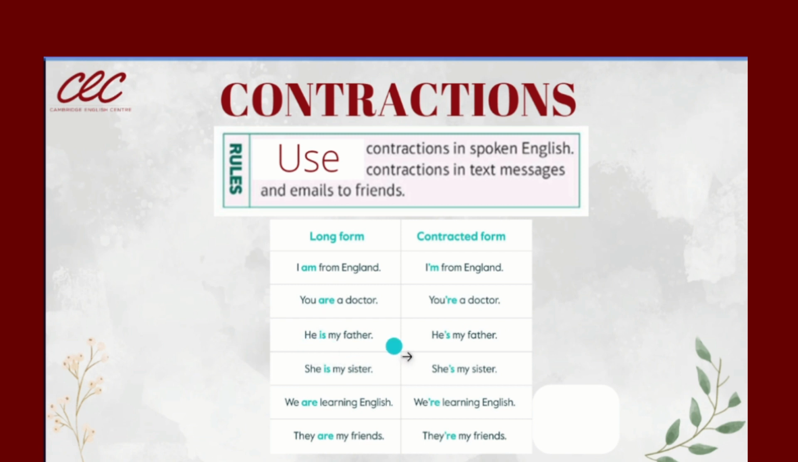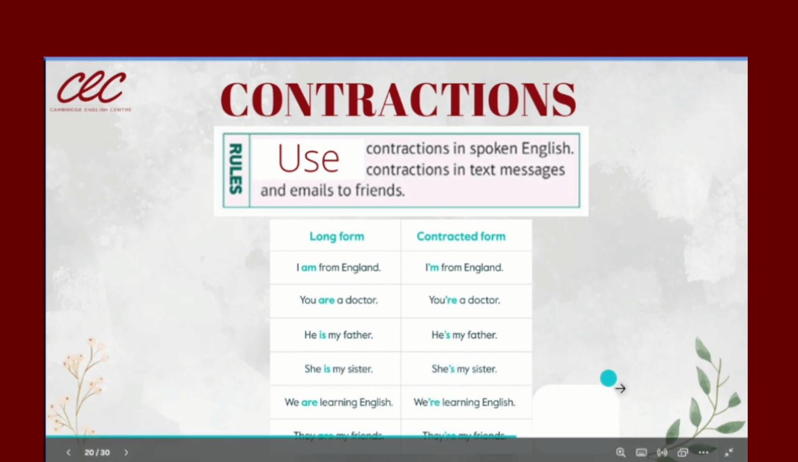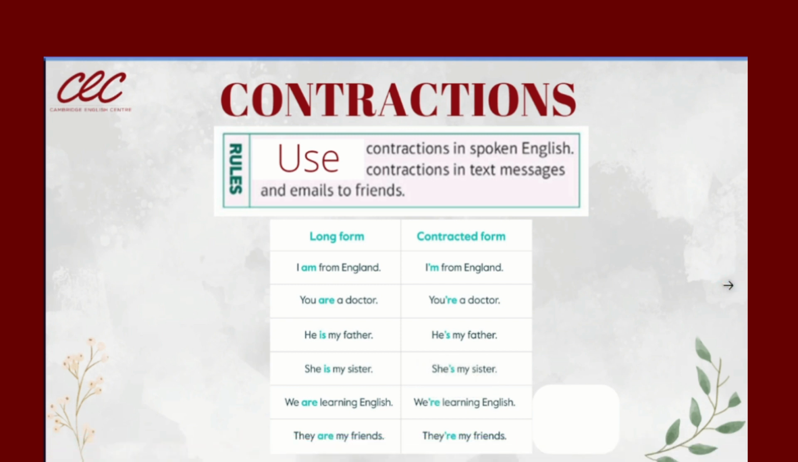He is my father. He's my father. Look at here, we have the verb is contracted to the subject he. He's my father. She is my sister. She's my sister. We need to add the apostrophe and the s at the end. She's my sister. We are learning English. We're learning English. Apostrophe re. They are my friends. They're my friends. Apostrophe re. Right?